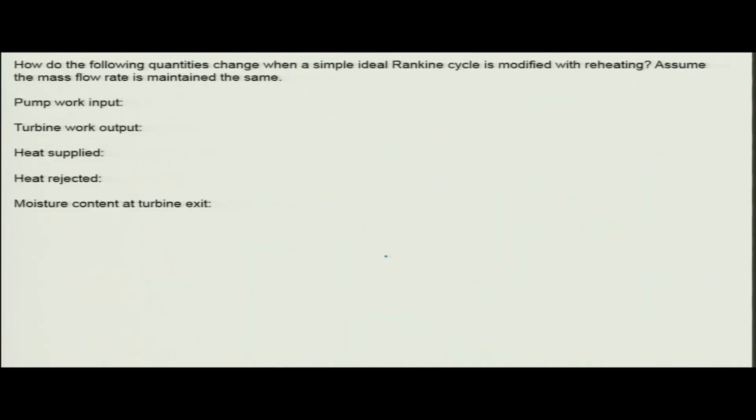Before moving to the next problem, let us discuss this. How do the following quantities change when a simple ideal Rankine cycle is modified with reheating? Yesterday in the previous tutorial you have seen the simple ideal Rankine cycle. Now, if you modify that for reheating, then how do these parameters change? Assume the mass flow rate remains the same. So, here again I will draw the TS diagram and explain it.